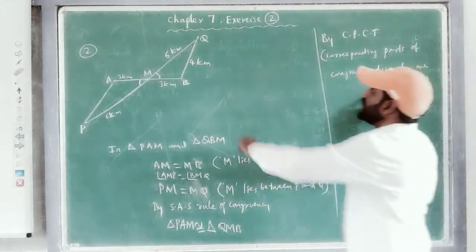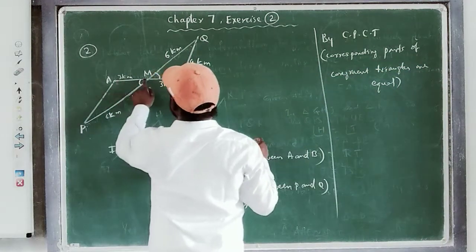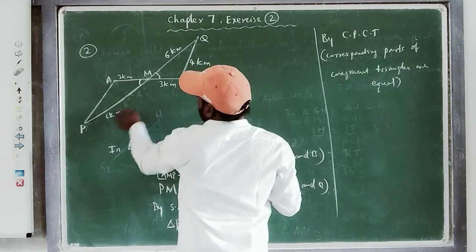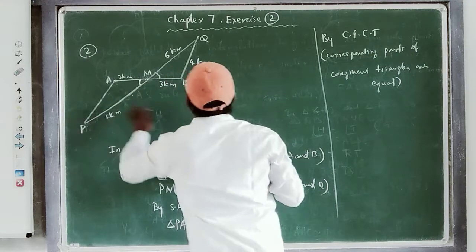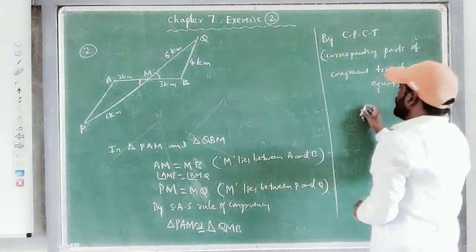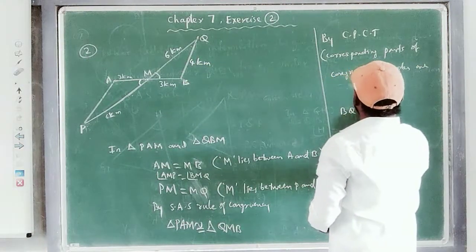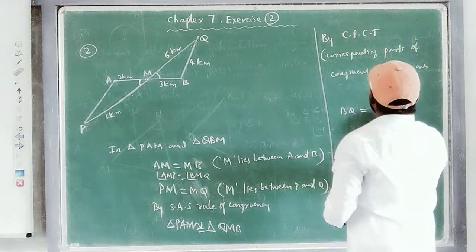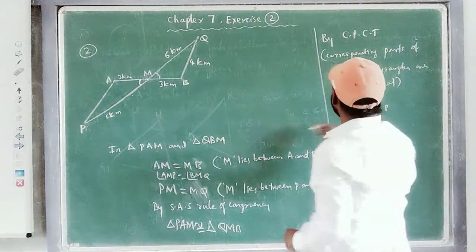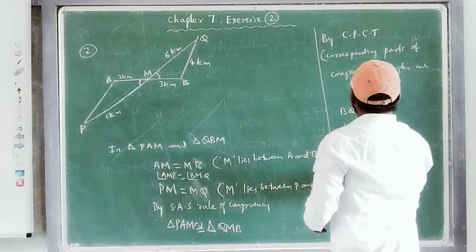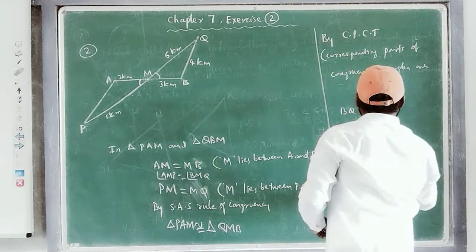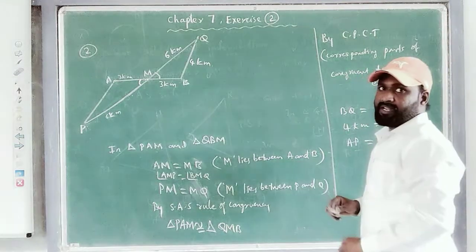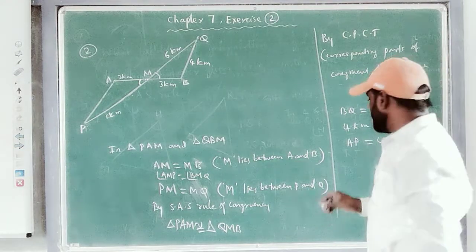So according to that, we can say here AM is equal to BM, PM is equal to QM, and QB is equal to AP. That means BQ is equal to AP. BQ, how much is it given? 4 kilometers. So 4 kilometers is equal to AP. That means AP is equal to 4 kilometers. So what do we need to find? The distance between the villages A and P.